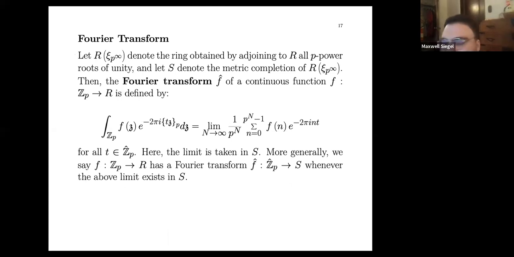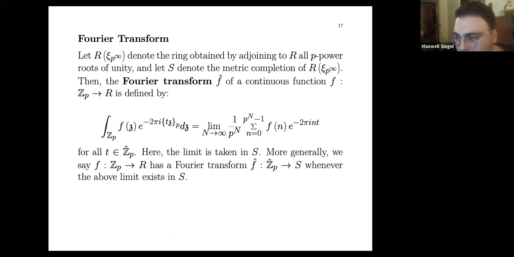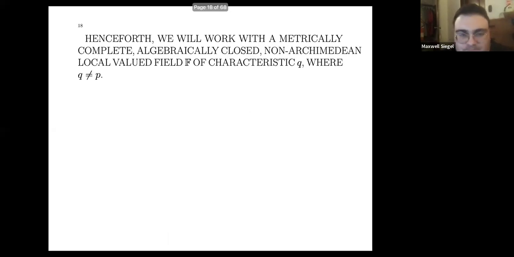Let R(ζ_{p^∞}) denote the ring obtained by adjoining to R all p-power roots of unity, and let S denote the metric completion of it. Then the Fourier transform f hat of a continuous p-R-adic function is defined by the limit of the obvious Riemann sum taken in the topology of S. More generally, I say a p-R-adic function f has a Fourier transform f hat from Z_p hat to S whenever the above limit exists in S. Though I originally wanted to go more in depth about the mechanics of computing Fourier transforms, I had to cut it for time, and so check the note packet for this lecture for lots of details.